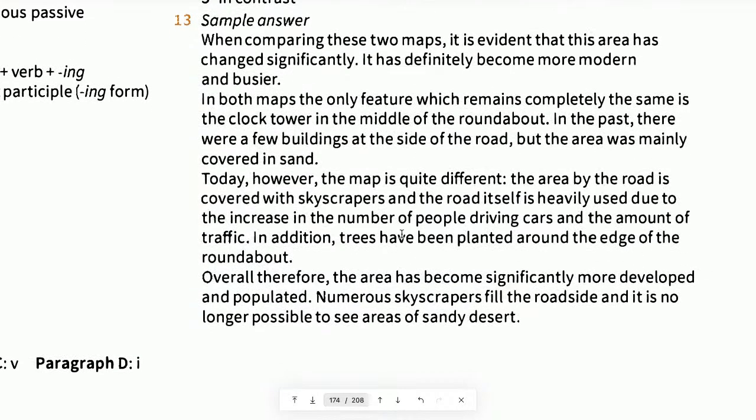Okay. So we have just finished the body. Now let's move on to the overall, the last part, right? Overall, what should we do here? They say overall, therefore, or just overall. The area has become significantly more developed and populated. Do you understand populated? Become more populated? I mean, become more crowded, more people. Okay?